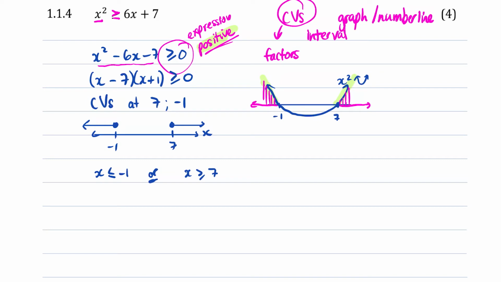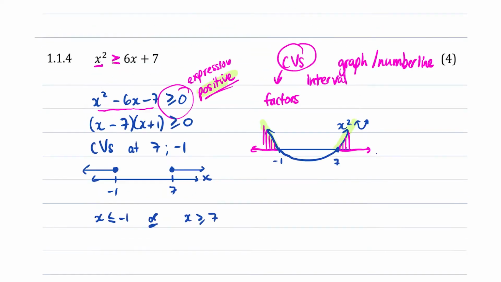If instead of using the graph, you can also use just a number line and substitute values smaller than negative 1, numbers in between negative 1 and 7, and numbers larger than 7. And you're looking then at whether the outputs are positive or negative, and you'll get the same interval of solutions.